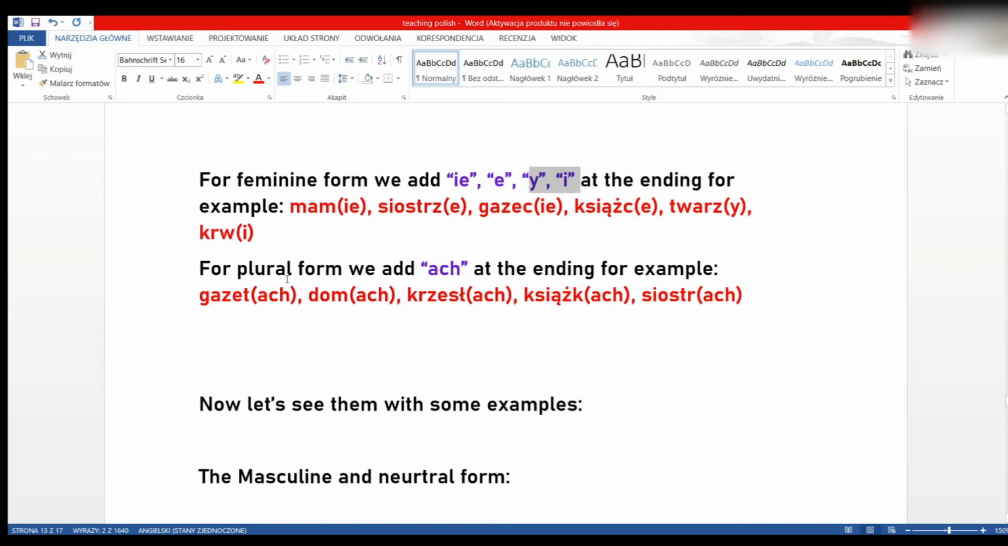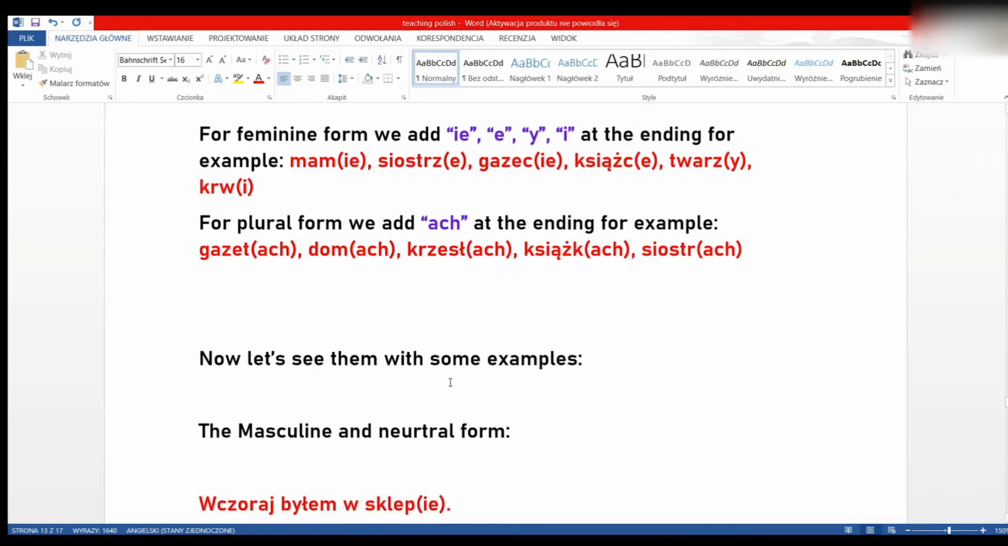Okay, so let's continue. For the plural form, we add ach at the ending. For example, gazeta, it's so simple, becomes gazetach, which is just remove the a and add ach, just so you don't mess up your mind. Dom, domach. Krzeseł, krzesła. Because it is krzesło, usually. So, krzesła in plural. Książka, książkach. Siostra, siostrach. So it's easy, as you see.